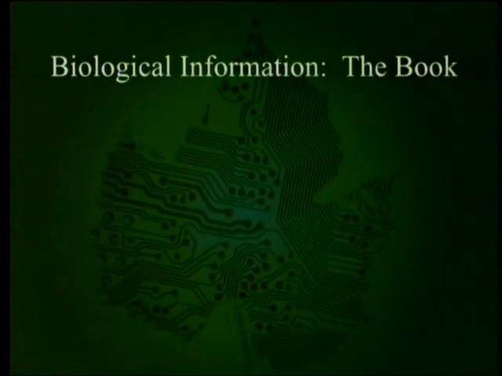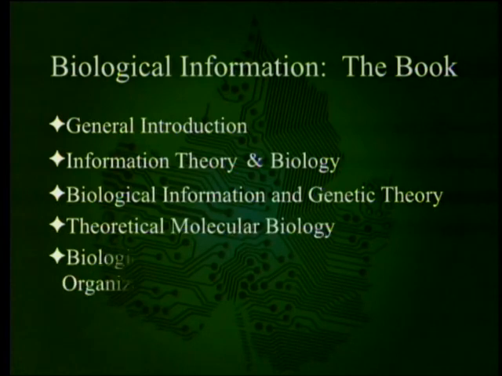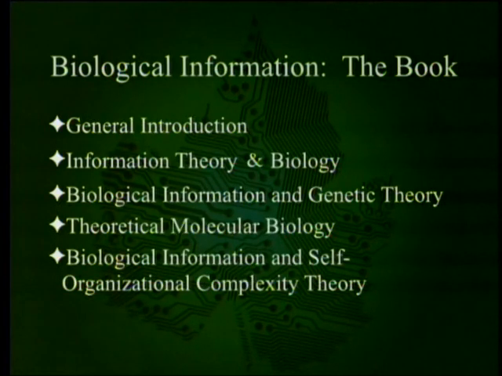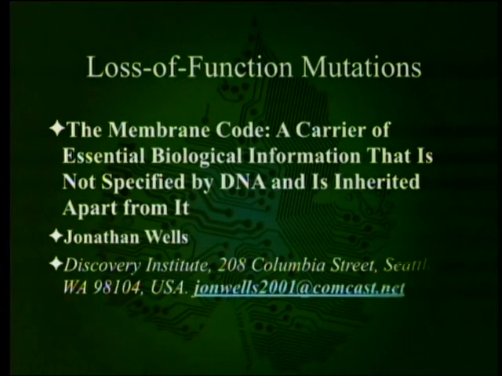I did it myself. The book itself starts out with a general introduction, information theory and biology, biological information and genetic theory, theoretical molecular biology, and biological information and self-organizational complexity theory. And right now we're in the theoretical molecular biology part, next to the last chapter. It's called The Membrane Code, A Carrier of Essential Biological Information That Is Not Specified by DNA and is inherited apart from it. It's by Jonathan Wells of the Discovery Institute.